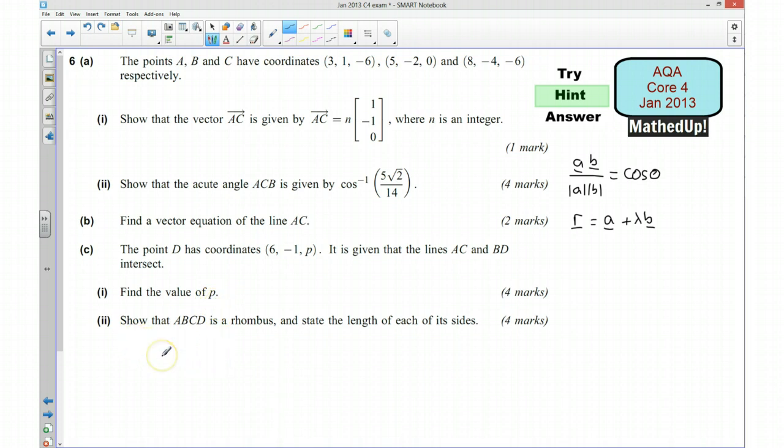Part 2 says show that ABCD is a rhombus, let's take the length of each of its sides. Now the property of a rhombus that we want to use for this is the fact that a rhombus has got 4 equal sides. So if we can prove that each of the position vectors AB, AC, BC and AD all have the same length, so they have the same magnitude, then we will be able to show that it is in fact a rhombus.